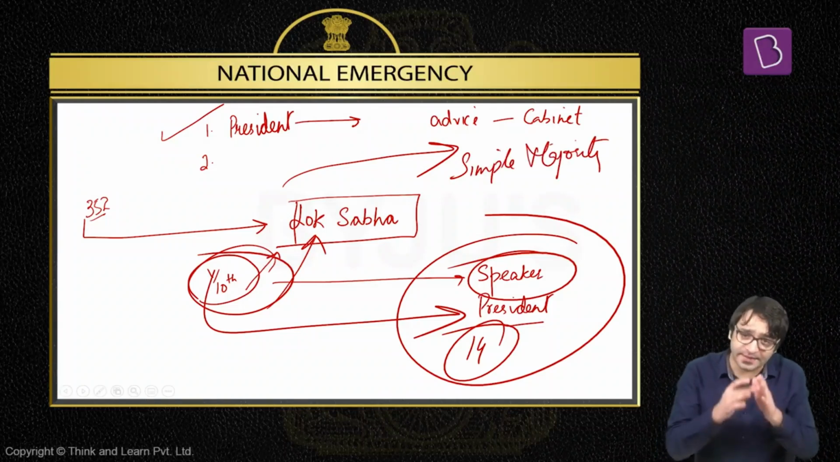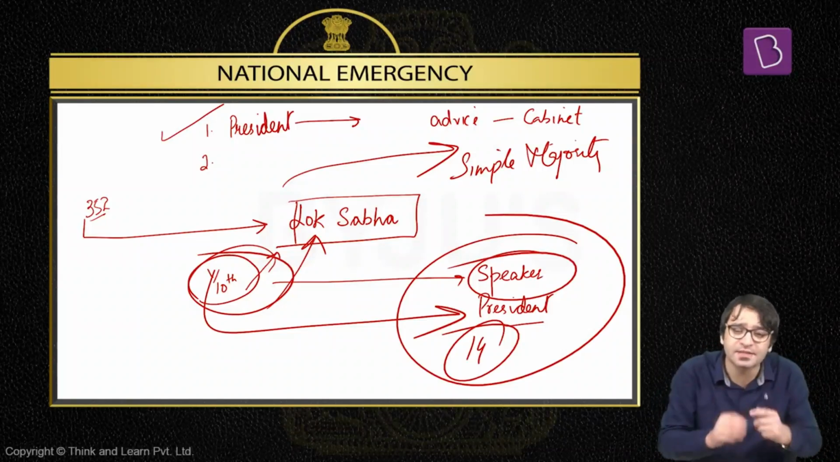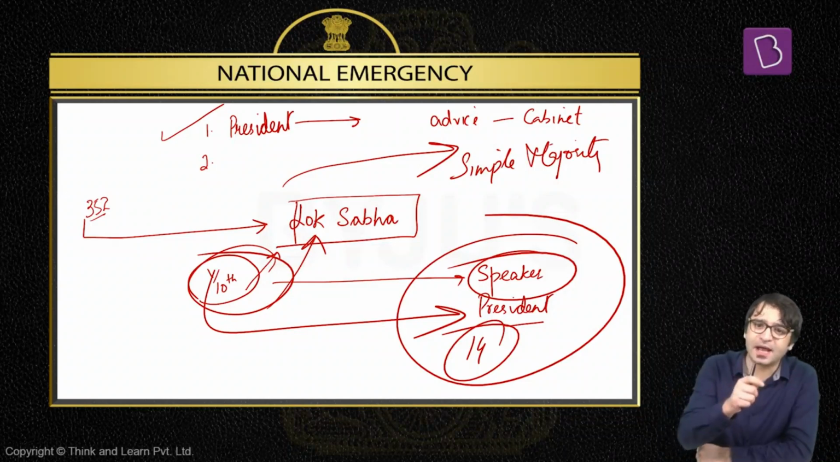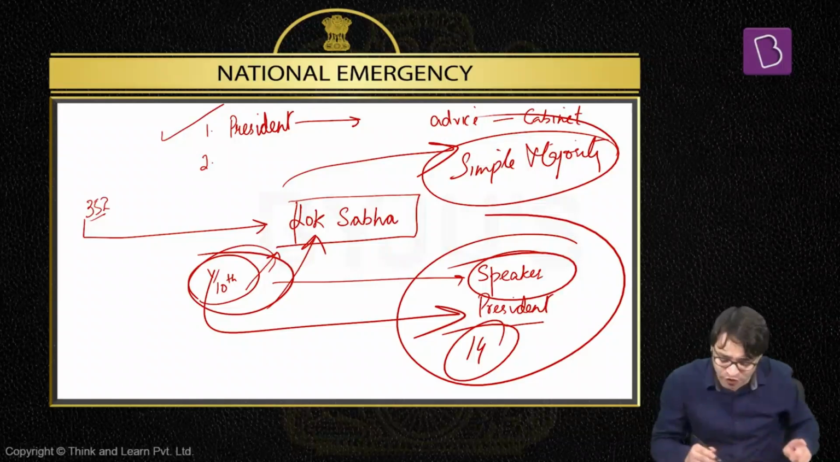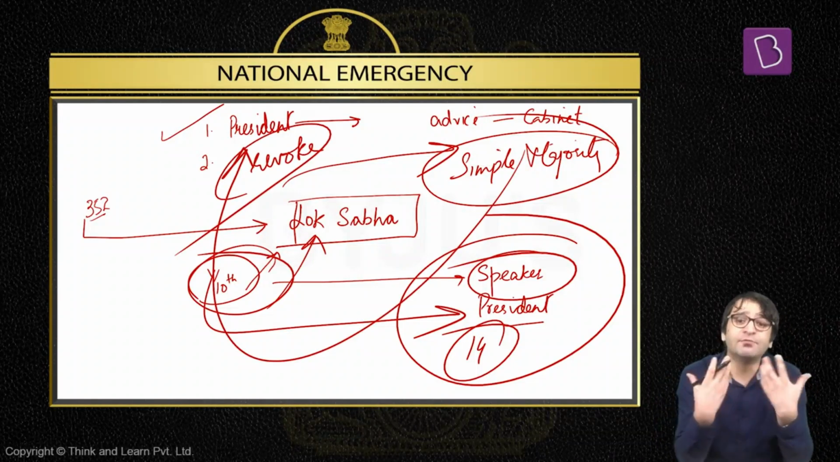Remember this carefully. If 1/10 of the members of Lok Sabha write to the speaker, if the Lok Sabha is in session. If 1/10 of the members of Lok Sabha write to the president, if Lok Sabha is not in session, then what will happen? Within 14 days, there will be a voting on national emergency. And if in this session, Lok Sabha MPs pass a resolution, that too by simple majority, not by special majority, it is binding on the president to revoke national emergency. That means these are the ways of revoking national emergency.